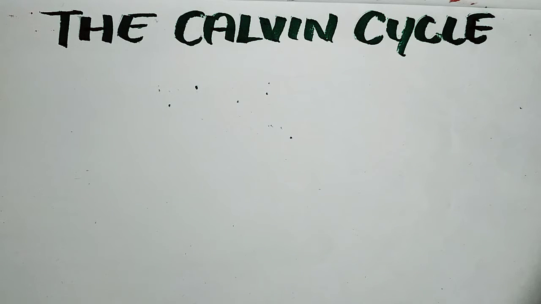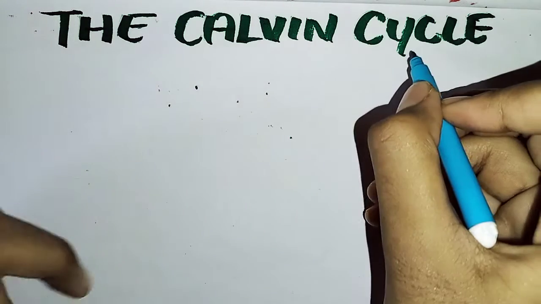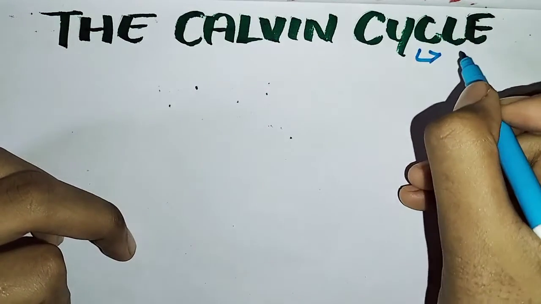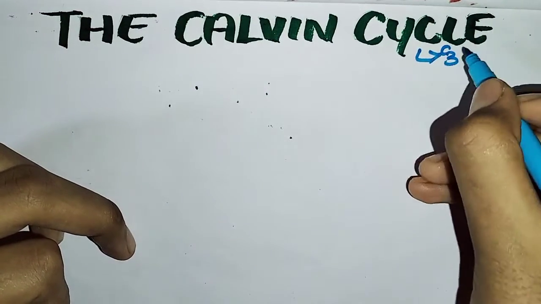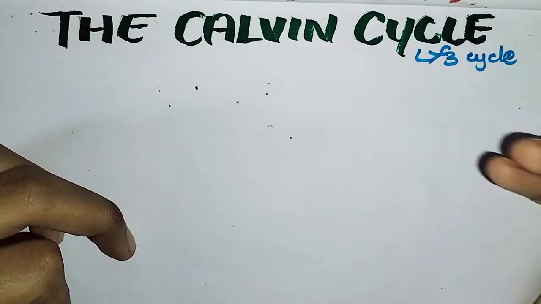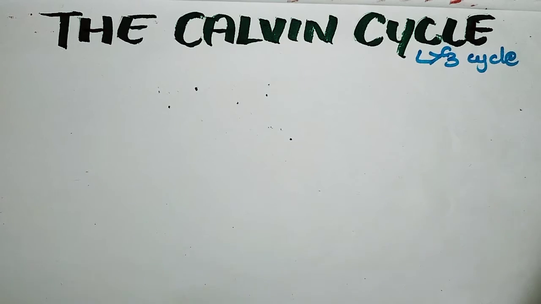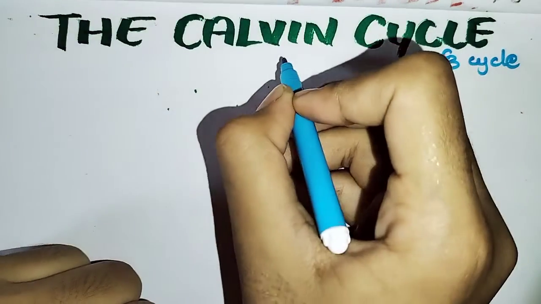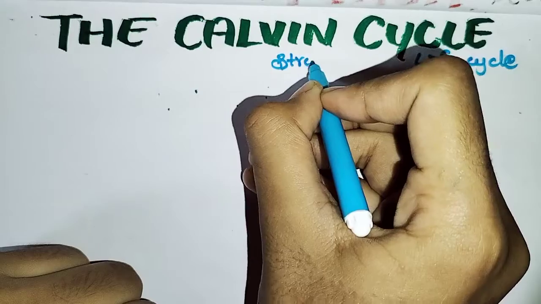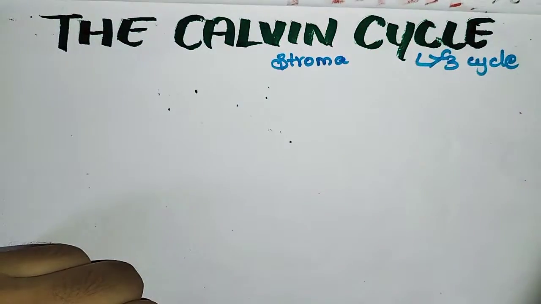Students, today we will see the Calvin cycle. This Calvin cycle is also known as the C3 cycle. Why? Because the first carbon compound fixed, the first product formed, is a 3 carbon compound. This reaction takes place in the stroma.